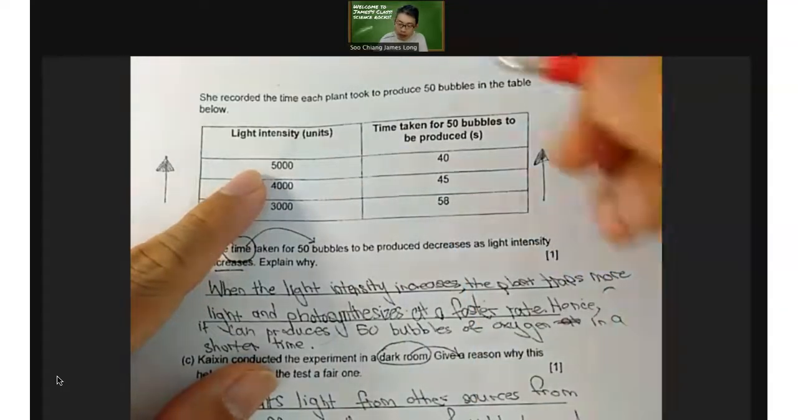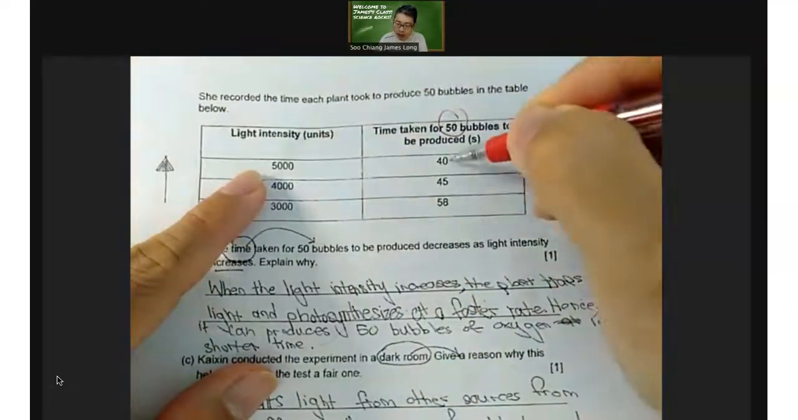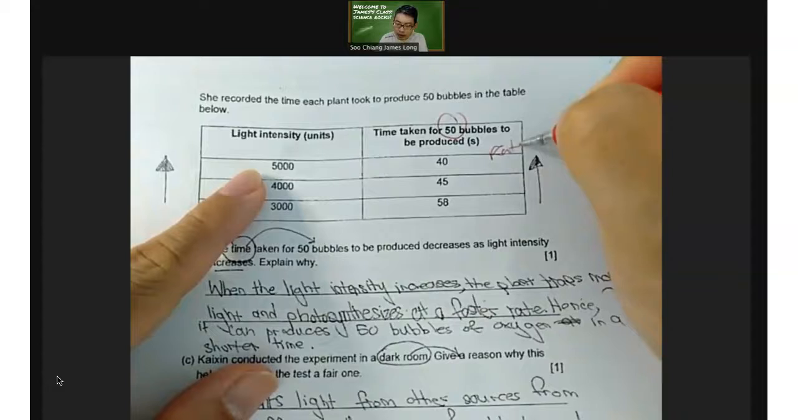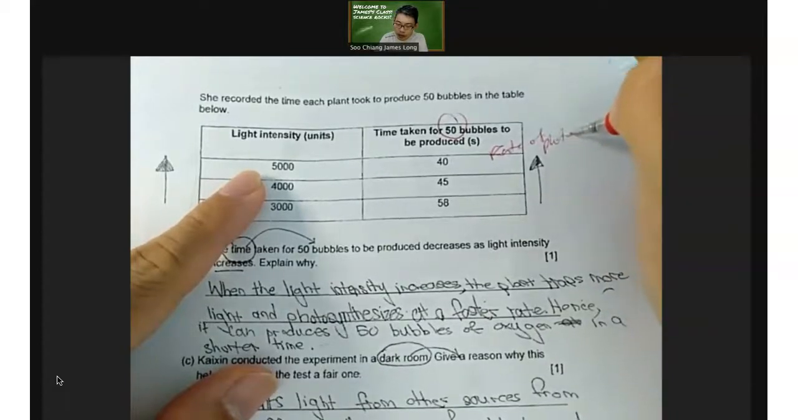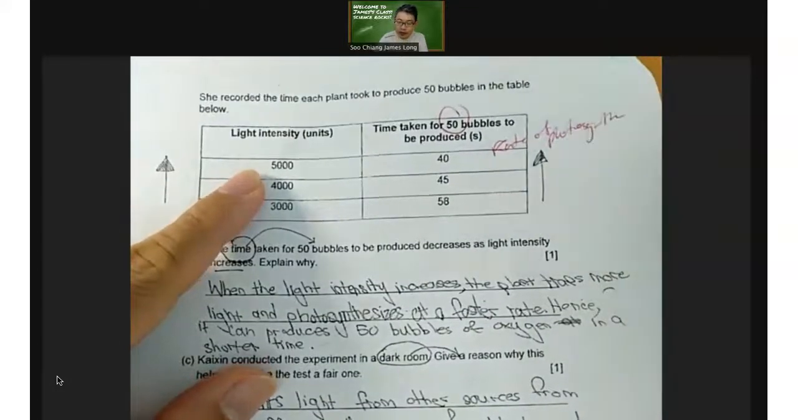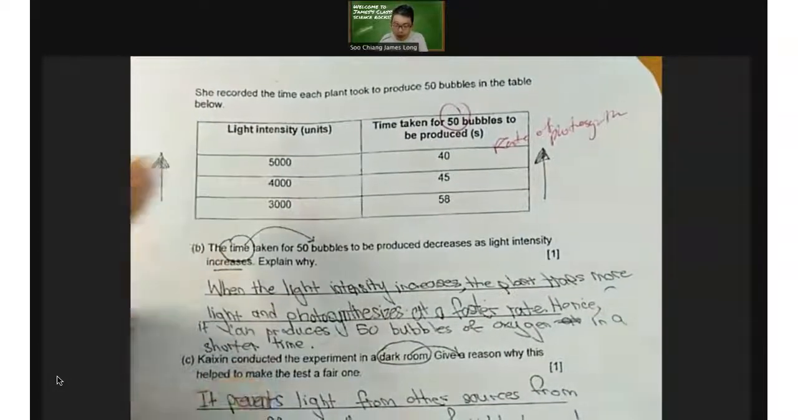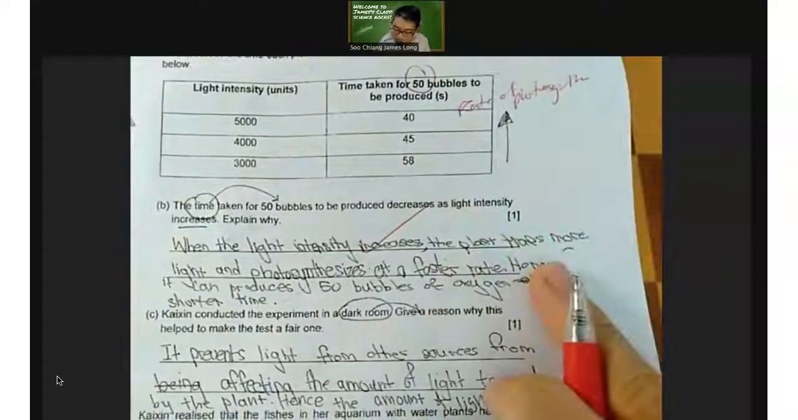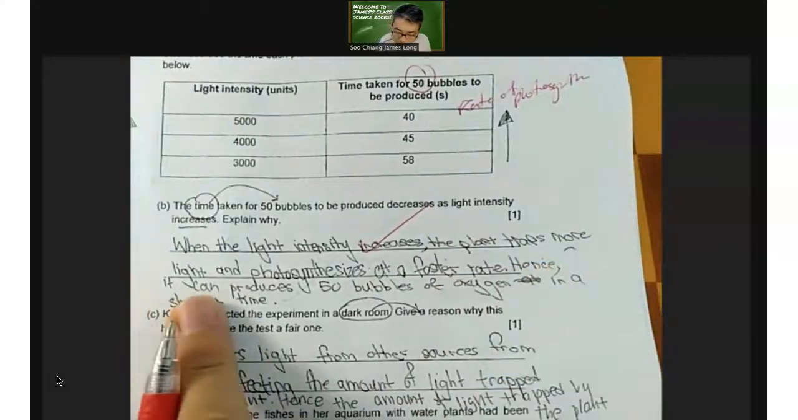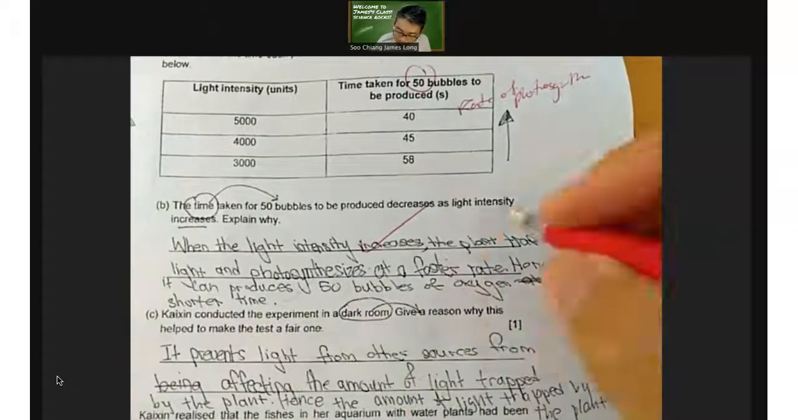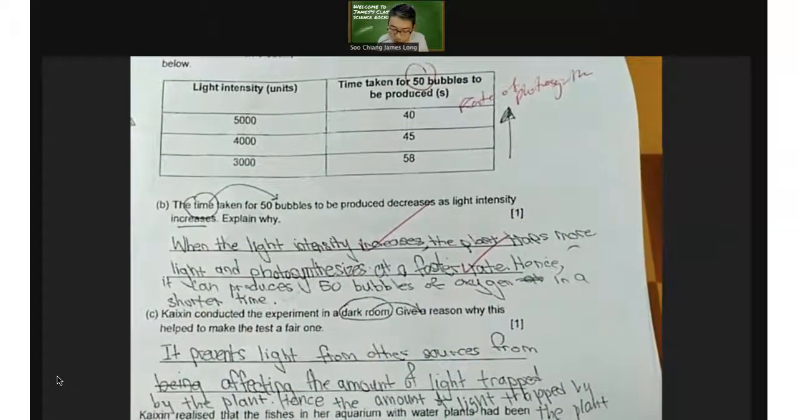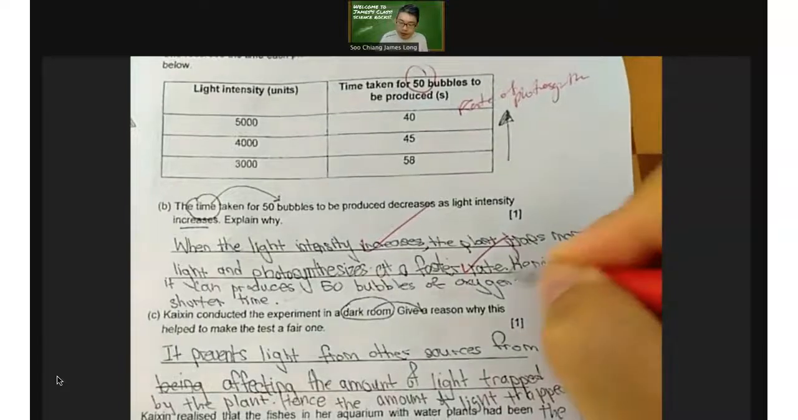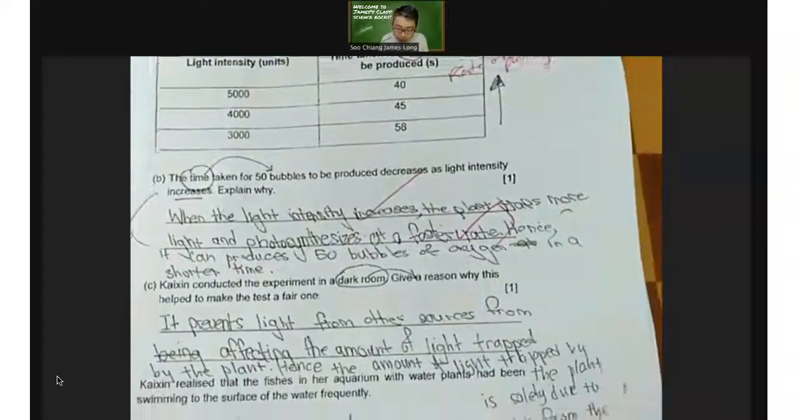Time taken to produce the same number of bubbles is less. So talking about rate of photosynthesis here, with greater light intensity, there's a higher rate of photosynthesis. As light intensity increases, the plant traps more light and photosynthesizes at a faster rate, correct? Yeah, that's correct. That's enough to get your 1 mark for this.